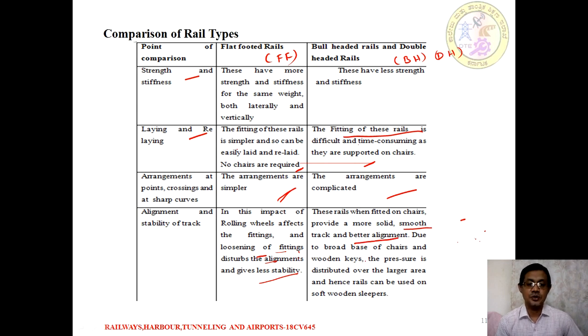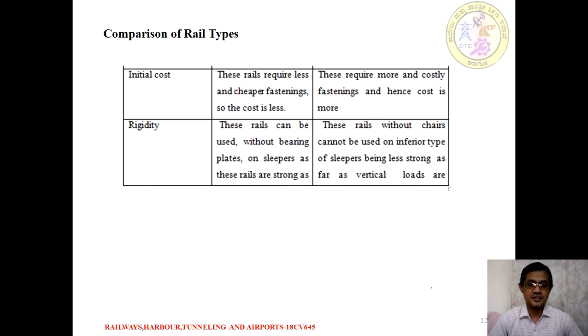Due to the broad base of a chair and wooden keys, the pressure is distributed over a larger area, and hence these rails can be used over wooden sleepers. That is an advantage as compared to the flat-footed rails.